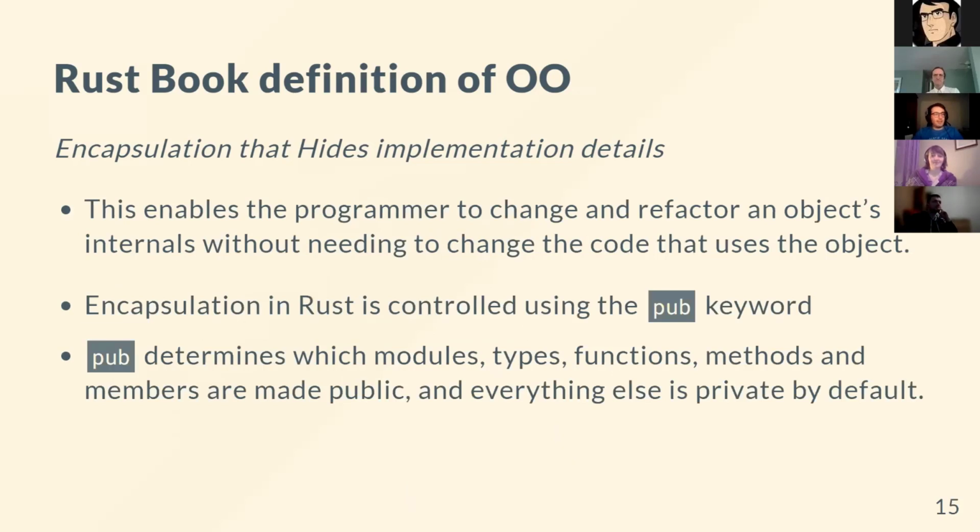So as I said, it's an abstraction to prevent data and information leakage. It enables the programmer to change and refactor an object's internals, its behavior, without needing to change code elsewhere. Any code that uses the object should just say, hey, you still do this bit of behavior, but behind the scenes, we can change what that means. And in Rust, encapsulation is controlled using the pub keyword, short for public. Pub determines which modules, types, functions, methods, and members are public, and everything else is private by default.